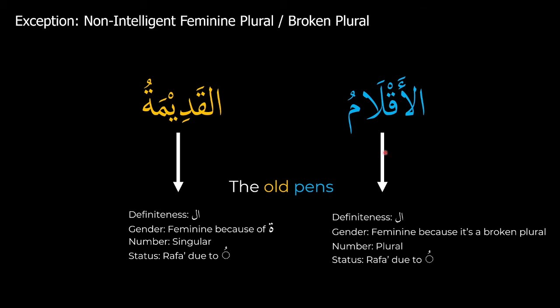But in number, because al-qalamu here is a broken plural, right? Then the sifa, which is al-qadimatu, needs to be singular feminine, which it is, and therefore this would be considered a descriptive fragment. So anytime you have the mawsuf as a broken plural, then the sifa should be singular feminine. And this will translate to the old pens.